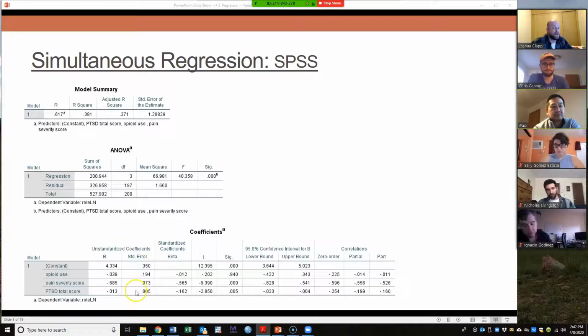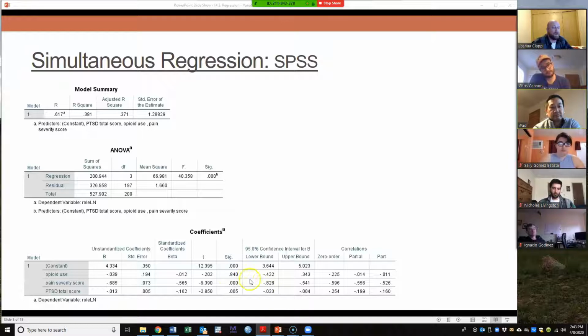So here's our unstandardized predictors. Here's our standard errors. And if we take our coefficients divided by our standard error, it's going to give us our t-statistic, which we're then testing on our residual degrees of freedom, so our degrees of freedom error, 197. So literally, if I take negative 0.685 divided by 0.073, I'm going to get a t-statistic of negative 9.39, and I'm going to compare that against a critical value for t with 197 degrees of freedom, and that's going to give me this incredibly small p-value here.